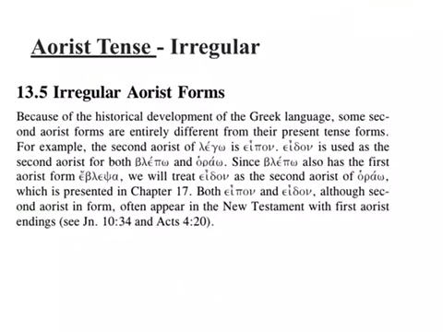Okay, the second hard part about all of this is that aorist has irregular verbs. It's one of the exceptions to everything, and something you just have to learn. Because of the historical development of the Greek language, some second aorist forms are entirely different from their present tense forms. For example, the second aorist of lego, remember what lego is? I say. Well, the second aorist of that is eipon, which is I said, right? It kind of happens in English too. If I go somewhere and you want to put that in past tense, I say I went.